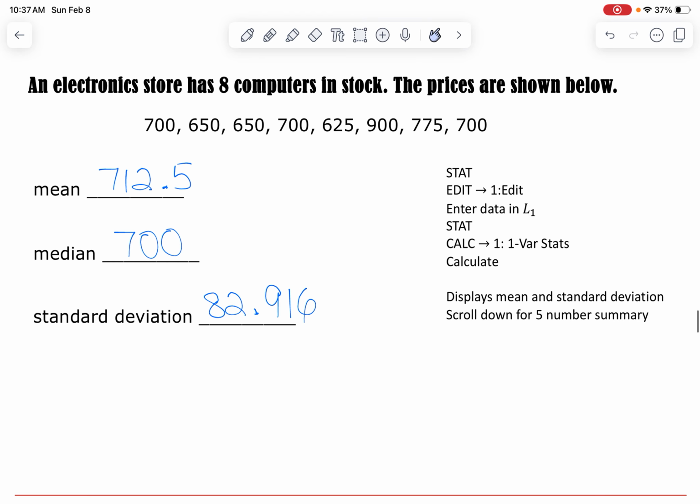Okay, so this is the end of part 1. This is just a quick review of some of those basic statistics. In the next one, we're going to talk about some data displays. All right, see ya.